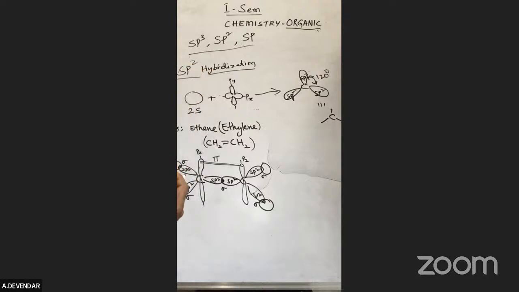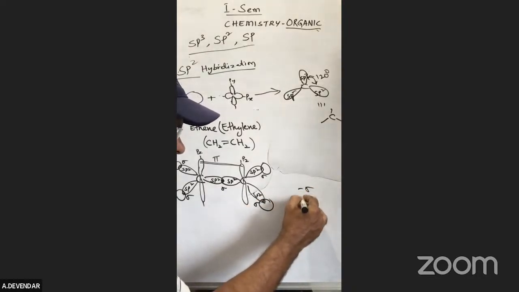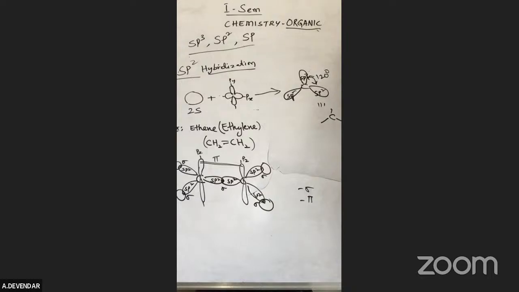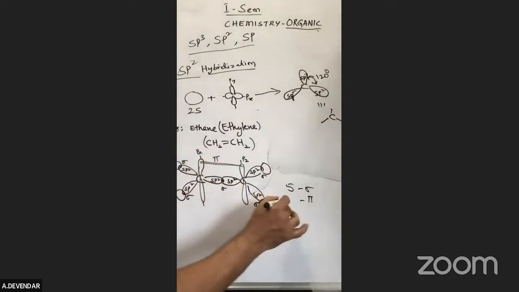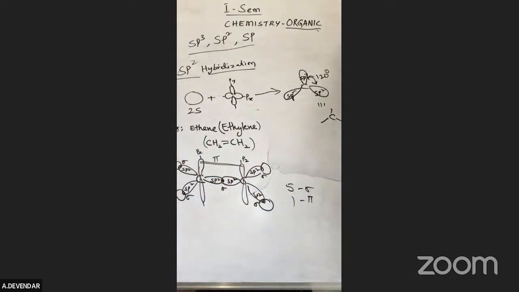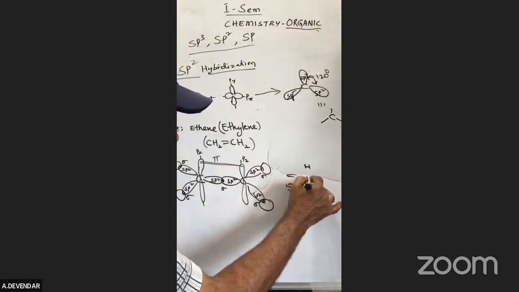Okay, how many sigma bonds does the ethylene molecule have? How many pi bonds? 1, 2, 3, 4, 5. There are 5 sigma bonds. How many pi bonds? 1 pi bond is present in the ethylene molecule. Due to this reason, this particular structure is arranged as follows.